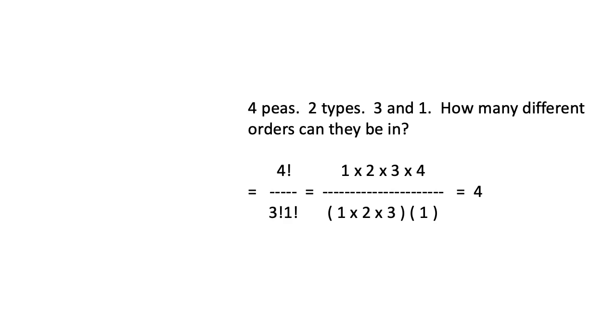Now, to find out how many combinations of 3 yellow and 1 green pea you can have, you divide that 4 factorial by 3 factorial because you have 3 yellow peas, and 1 factorial because you have 1 green pea. So 3 factorial is 1 times 2 times 3, and 1 factorial is just 1. And looking at the math there, you see that that's 4.